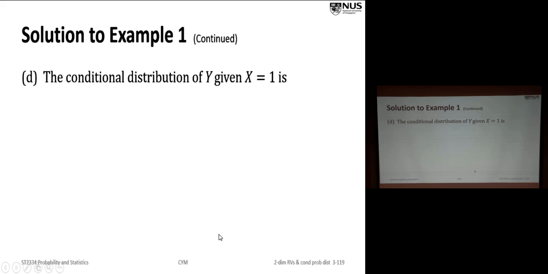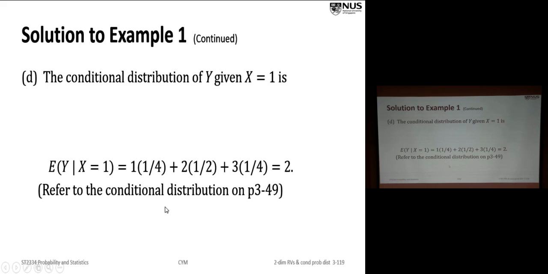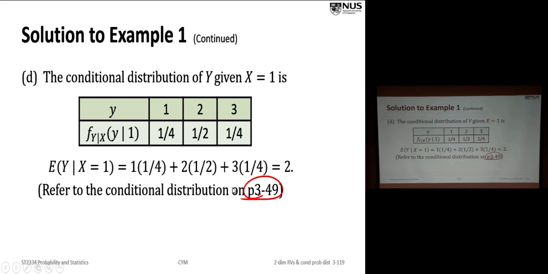All right, so the conditional distribution of y given x. What we have to do is find the conditional distribution, which we've already done. So we just applied it and got this. All right, so this is the conditional distribution. So the conditional expectation is 1 times 1/4, 2 times 1/2, and 3 times 1/4. Add them up, so it's 2.